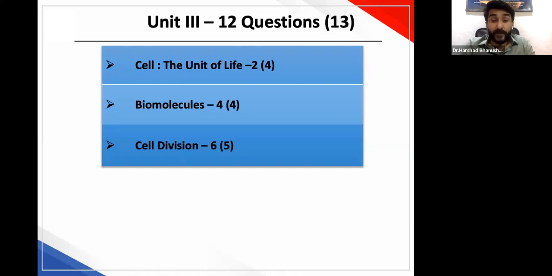Unit 3, which is the cell unit, had a pretty big number of questions, 12 questions. And you can see the distribution is also very imbalanced. You have 6 questions from a small chapter like cell division, whereas you had 2 questions from cell as a unit. Last year the distribution was even, 4, 4, 5. This year, cell they asked 2 questions, biomolecules 4, which is the same as last year, and cell division they asked 6 compared to 5 last year.